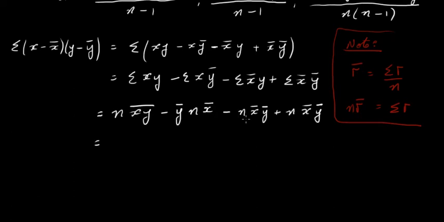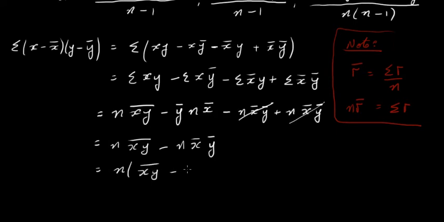Well, here you've got a minus n x bar y bar. Here we've got a plus n x bar y bar. So these two are just going to give us 0. So we just simply end up with n times xy bar minus x bar y bar. Well, actually, let me just rearrange that as well. We put the n first, n times, and we put the x bar and the y bar in that order. Okay, so what we can do next is just simply factorize out the n. So we've got n times (xy bar minus x bar y bar).